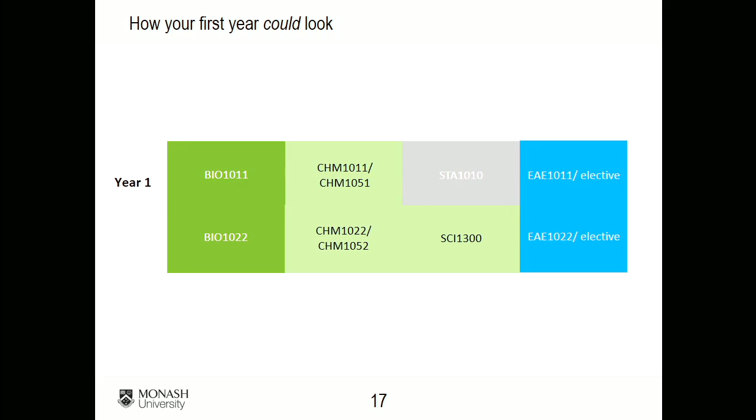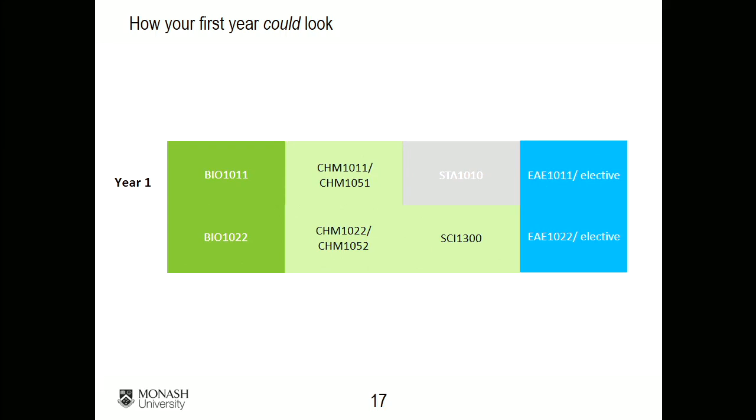So one example is SCI 1300, which is a climate change unit, and you could potentially look at additional science units in that elective space. So you could potentially look at an Earth, Atmosphere and Environment unit as the 4th unit that you enrol in, or it could be an elective from outside the science faculty. There are a lot of units that you can select at first year. So again, have a look at the handbook.